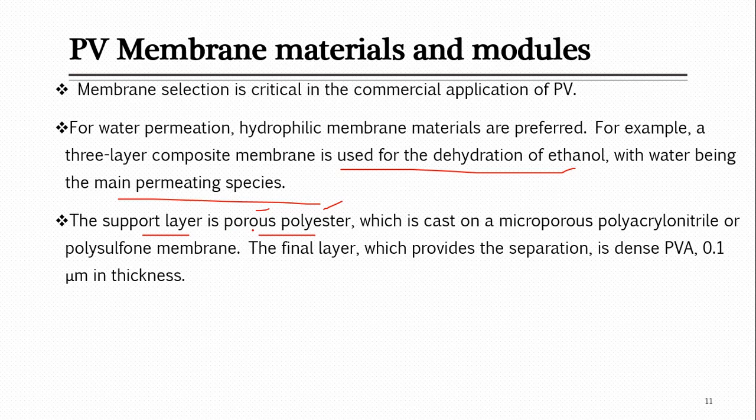When it is porous, definitely this will be the support layer, which is fixed on the microporous polyacrylonitrile or polysulfone membrane. This is the second layer, polyacrylonitrile or polysulfone, and again this is microporous. So overall this will contain larger pores as compared to this. This layer will contain small pores, and then there is the final layer which provides the separation, that is the active layer, and that is dense PVA, polyvinyl alcohol.